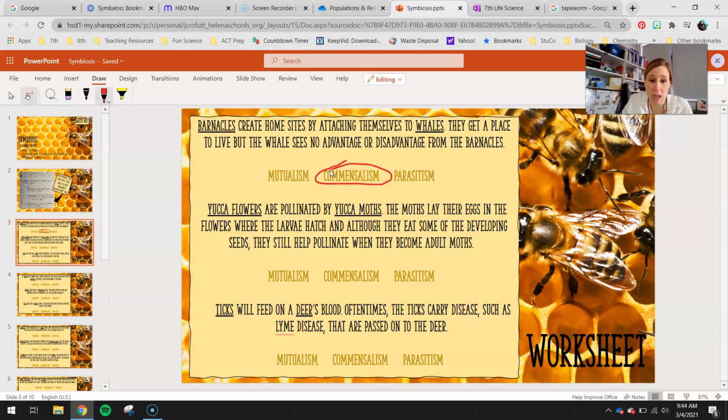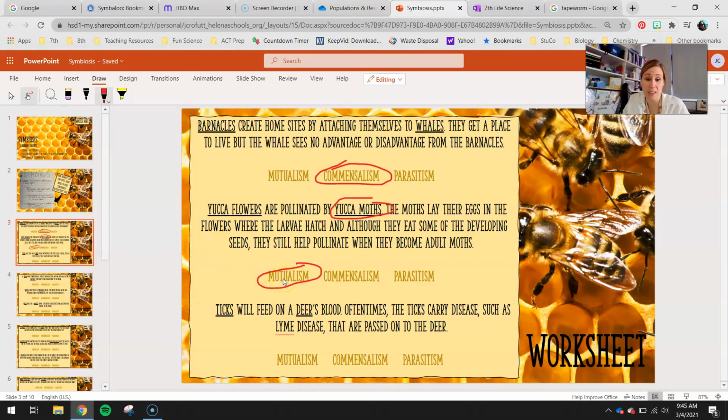Okay. Yucca flowers are pollinated by yucca moths. The moths lay their eggs in the flowers where the larvae hatch. And although they eat some of the developing seeds, they still help pollinate when they become adults. So that would be mutualism, because you guys have a place for the moths to lay their eggs, and even as they're born, they get a little bit of food, but as they fly away, they also pollinate for the yucca flowers, and so the yucca is able to reproduce that way. So that's actually a mutual benefit.